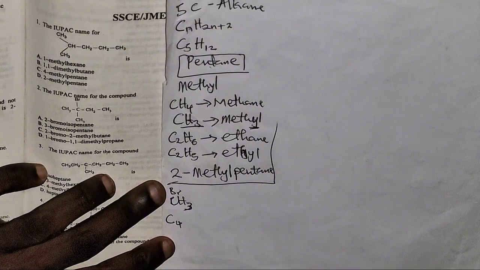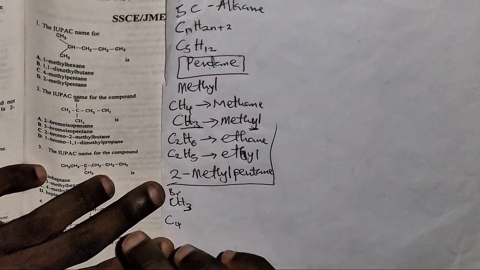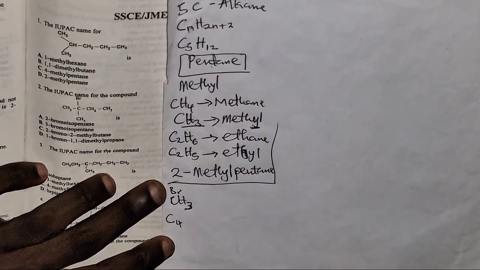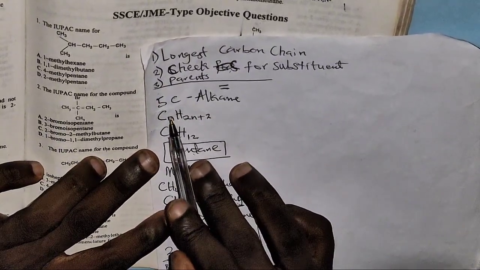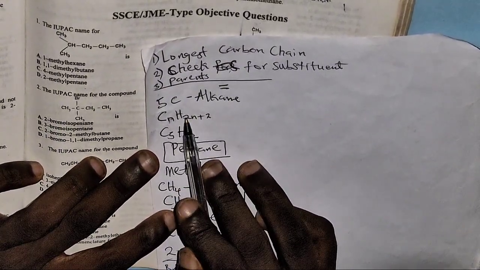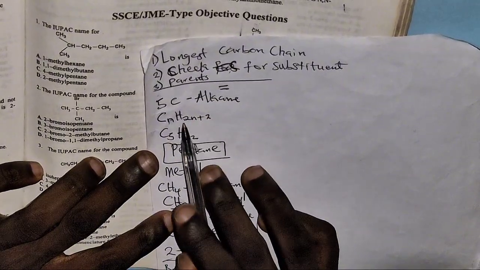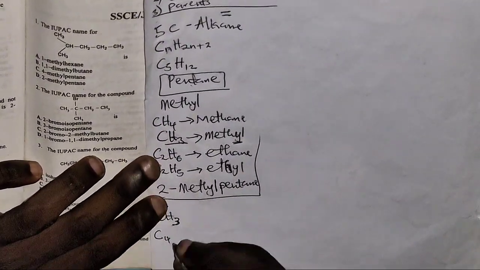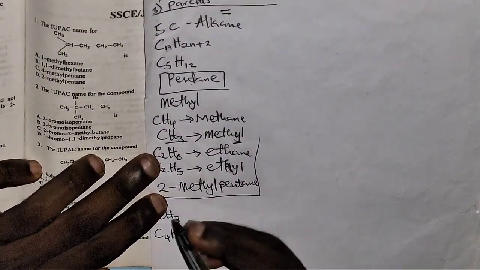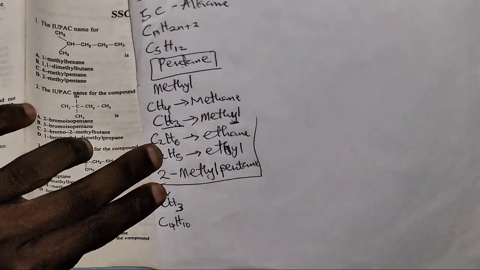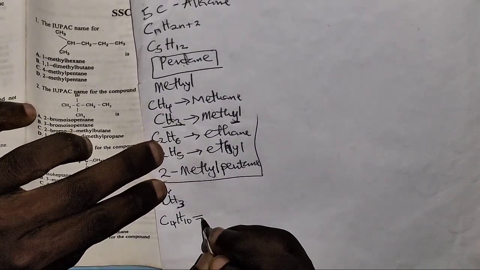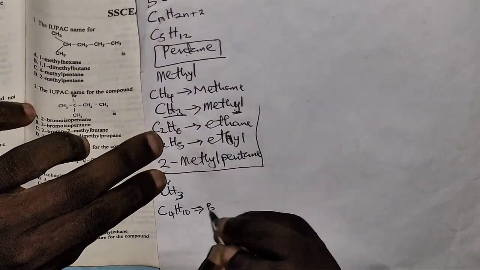From the formula of alkane, which I showed you earlier, this will be C4. 4 times 2 plus 2 will be 10. That will be C4H10. So C4H10 is called what? Butane. So the parent name is called butane.